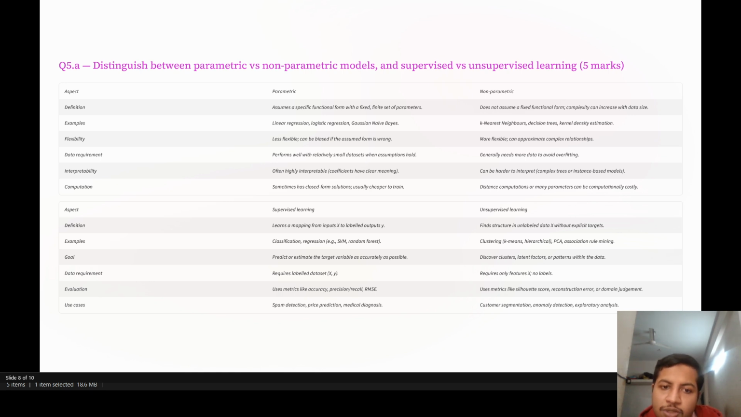Computation: parametric sometimes has a closed form solution and is usually cheaper to train, while in non-parametric, distance computation or many parameters can be computationally costly. Now we differentiate between supervised and unsupervised learning.